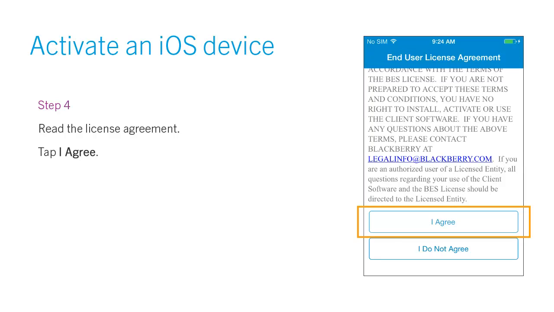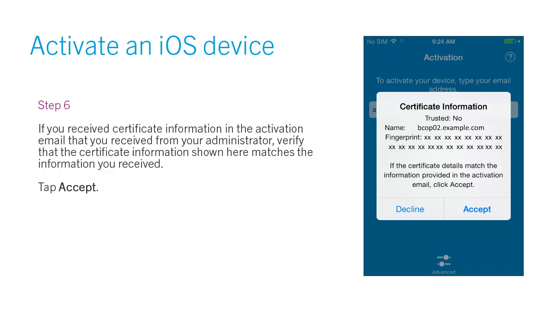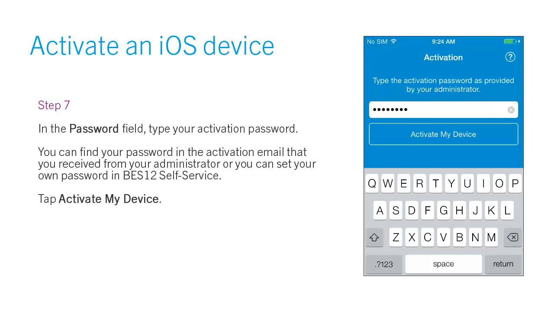Tap I agree. Step 5. In the email field, type your email address. Tap Go. Step 6. If you received certificate information in the activation email that you received from your administrator, verify that the certificate information shown here matches the information you received. Tap Accept.